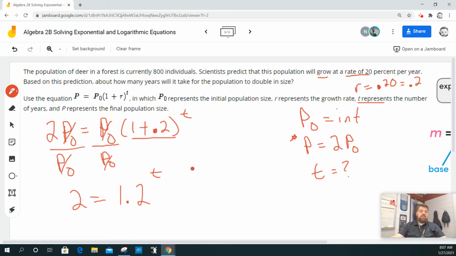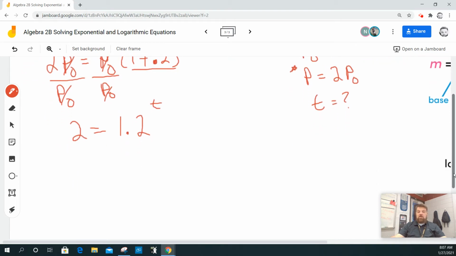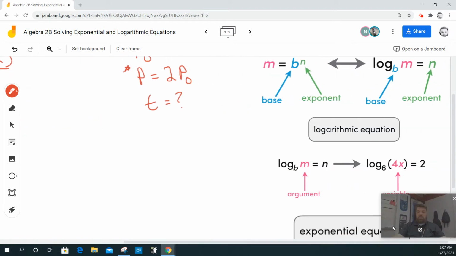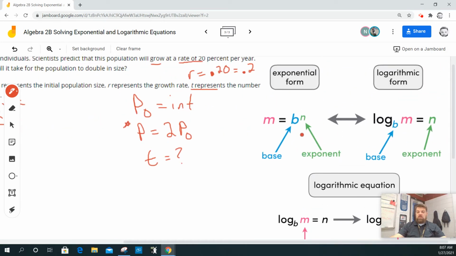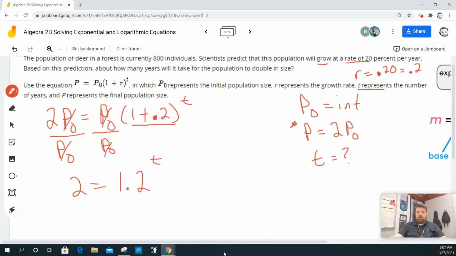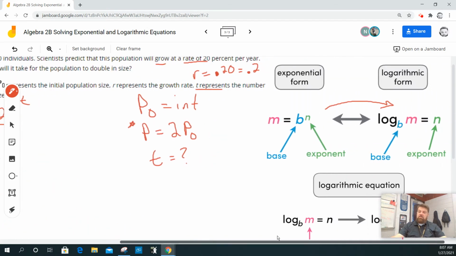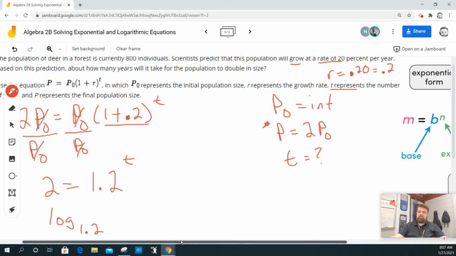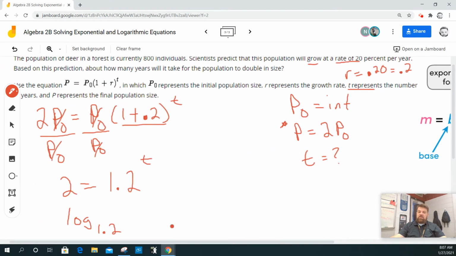Now, remember, this could be a log function. So now I've got it in an exponential form, and now I can rewrite it as a log function. So it's the log of the base, right? So log base 1.2 of 2 equals t, and then we've got to figure out what t is. So that's one way to do it, right?